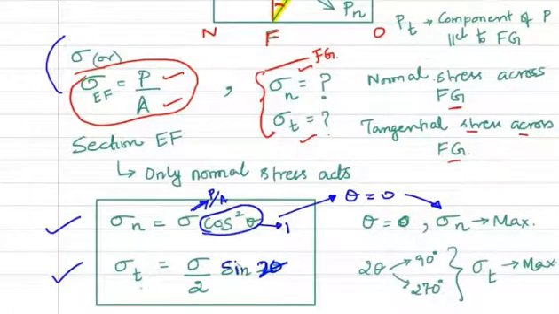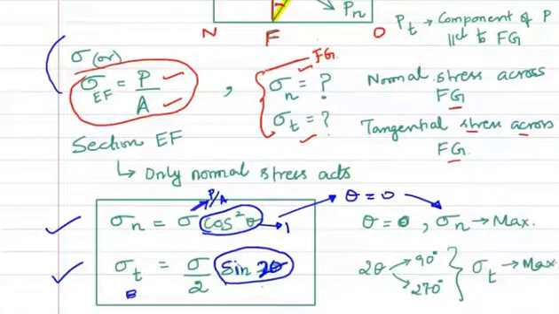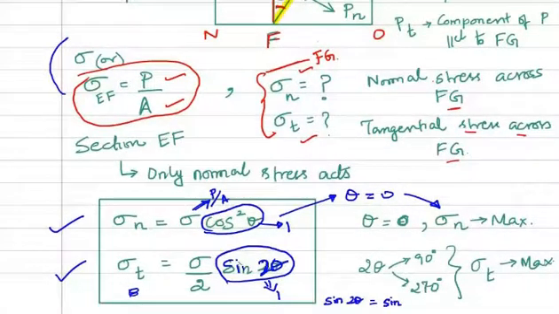Similarly, the maximum tangential stress, sigma t, this you can get when this value sine 2 theta is equal to 1. So if sine 2 theta is equal to 1, we know that sine 2 theta is equal to 1 when the value is 90 degree. So instead of 2 theta, you have to put 90 degree. So 2 theta is equal to 90 degree, or you can say theta is equal to 45 degree. So the maximum tangential stress you can get when the value of theta is 45 degree or 135 degree.